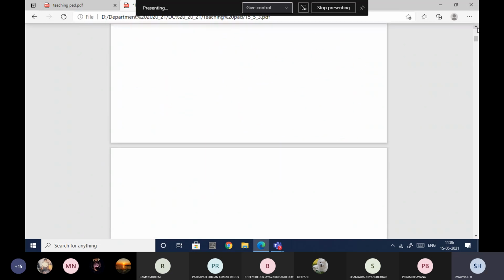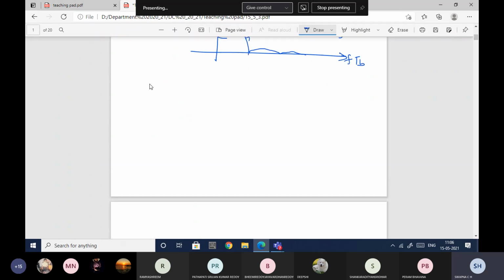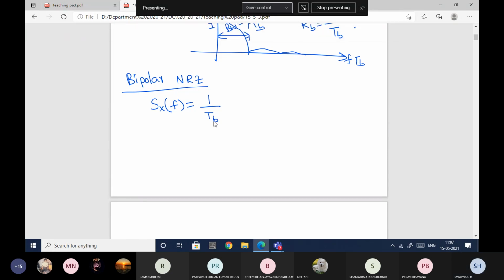So we have the next two formats that we'll see in detail now. It is bipolar NRZ. Okay, so how will you calculate Sx of f in general? What is the equation you have for bipolar NRZ? You have to memorize this.